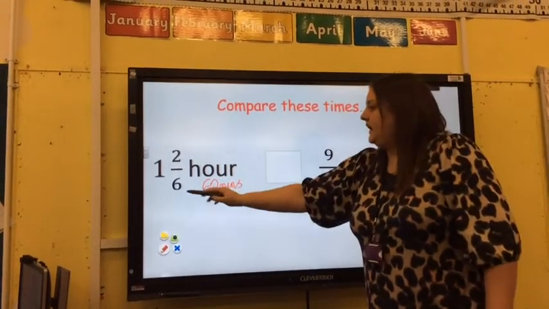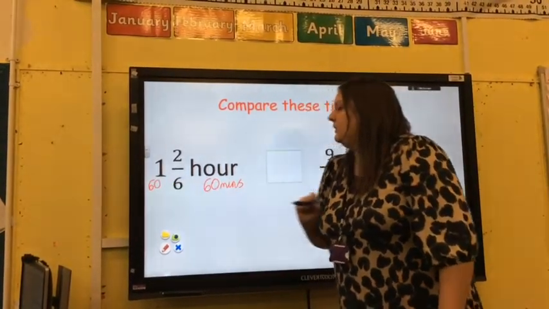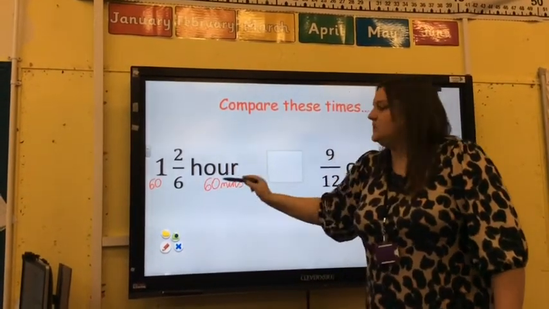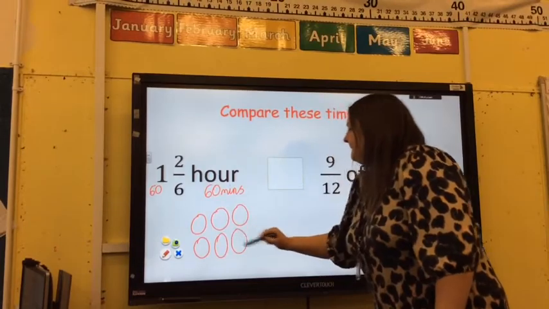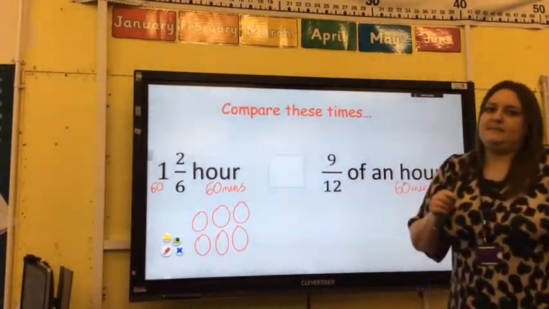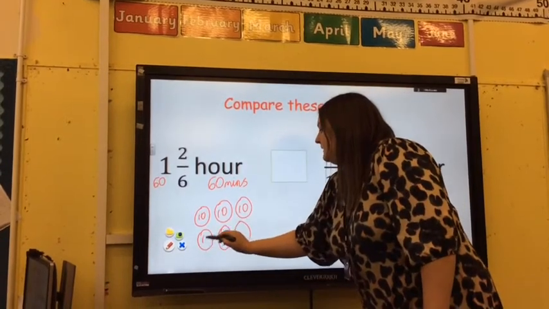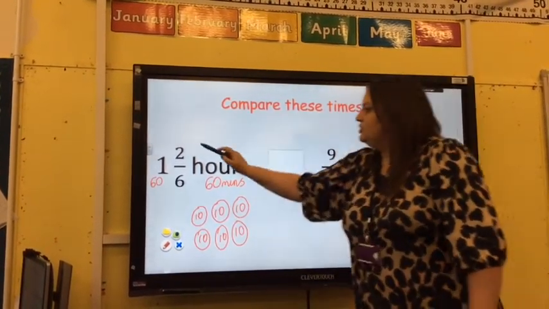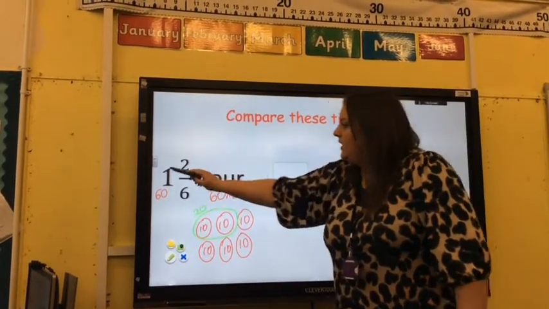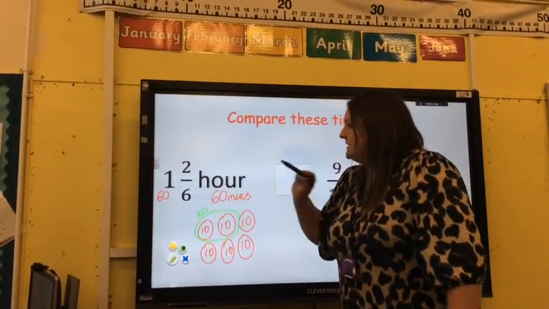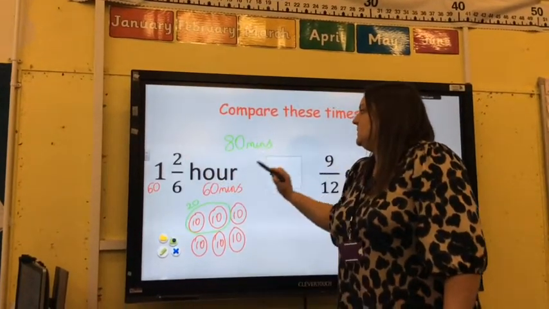Because 60 is a nicer number to work with. So if we look over here, I want to know what 1 and 2/6 of an hour is. Now 1 whole, we know would be 60 on its own. So I just need to work out the extra fraction, 2/6 of 60. So I need to split 60 into 6 groups. What would 60 divided by 6 be? This is a nice simple one. Hopefully you said 10 again. And I need to know what 2 of those groups are. So 2 of those groups together would be 20. So I've got 1 whole, which is 60, and another 20, so 60 add 20 would be 80 minutes.